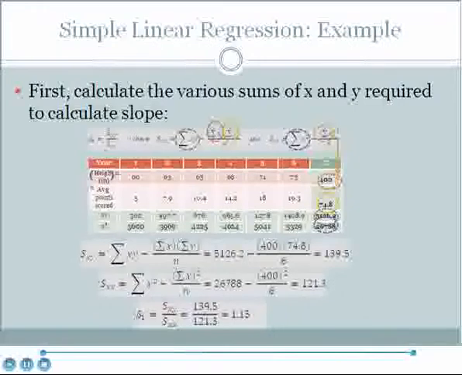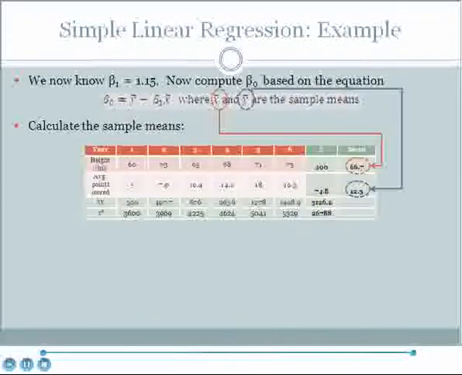Sxy divided by Sxx is equal to beta 1, which is the slope of the line. So we divide 139.5 by 121.3 to obtain a slope of 1.15. We now know that beta 1 is equal to 1.15, so we can compute beta 0 based on this equation.